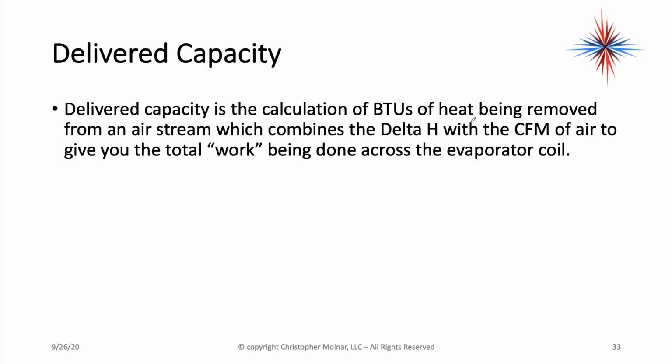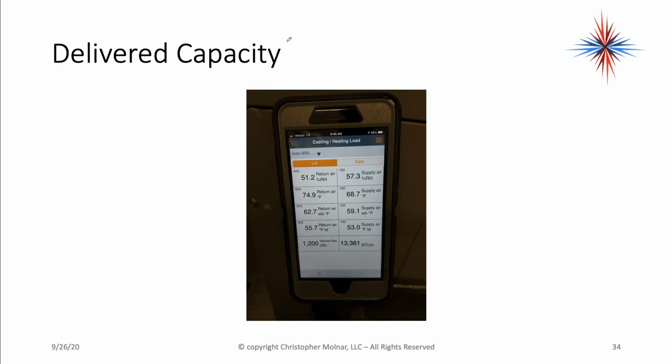The delivered capacity is the calculation of BTUs of heat being removed from the airstream, which combines the delta H with the CFM of the air to give you the total work being done across the evaporator coil. This is the true measurement of whether or not a system is working properly.